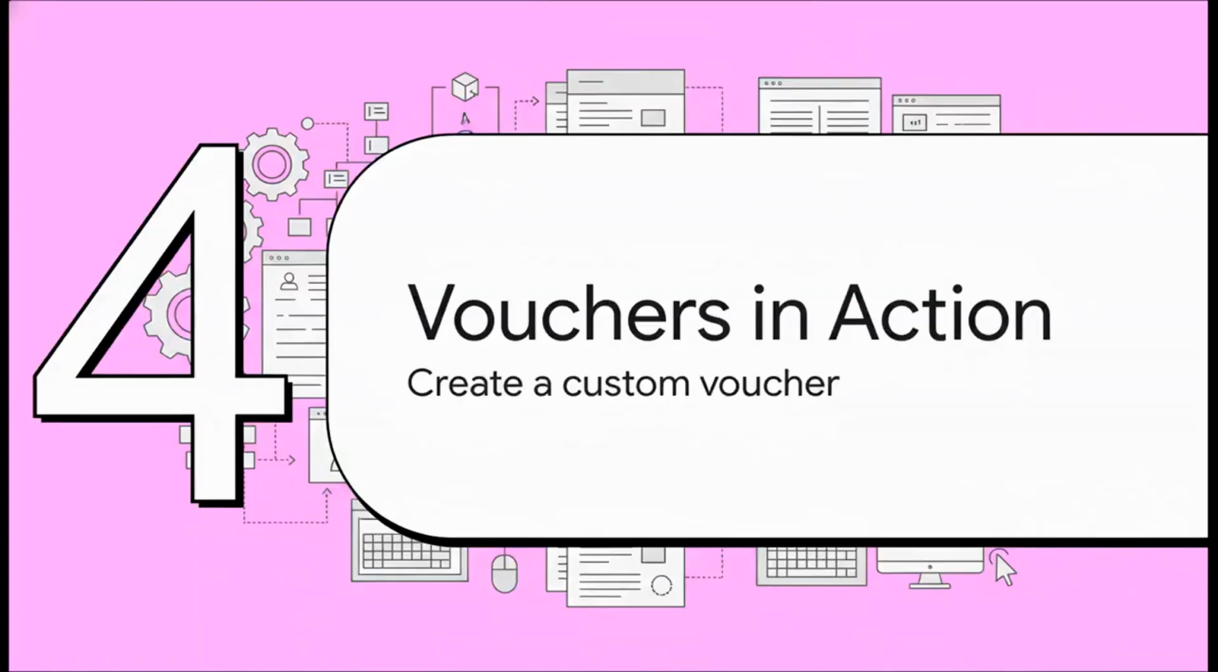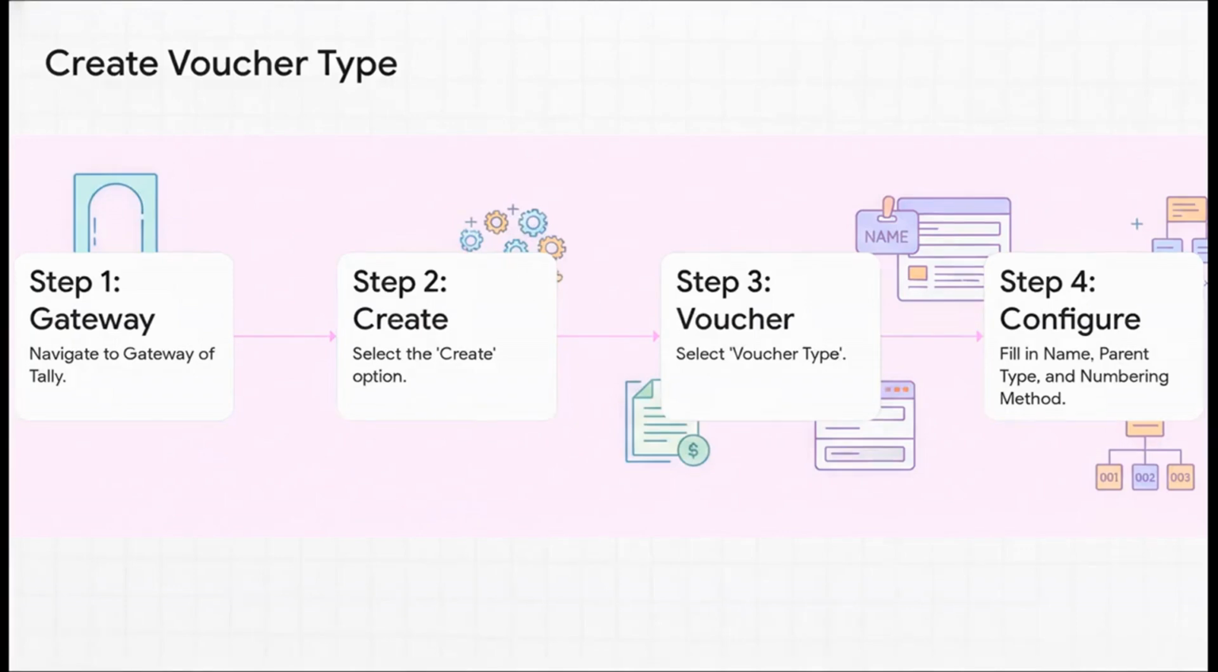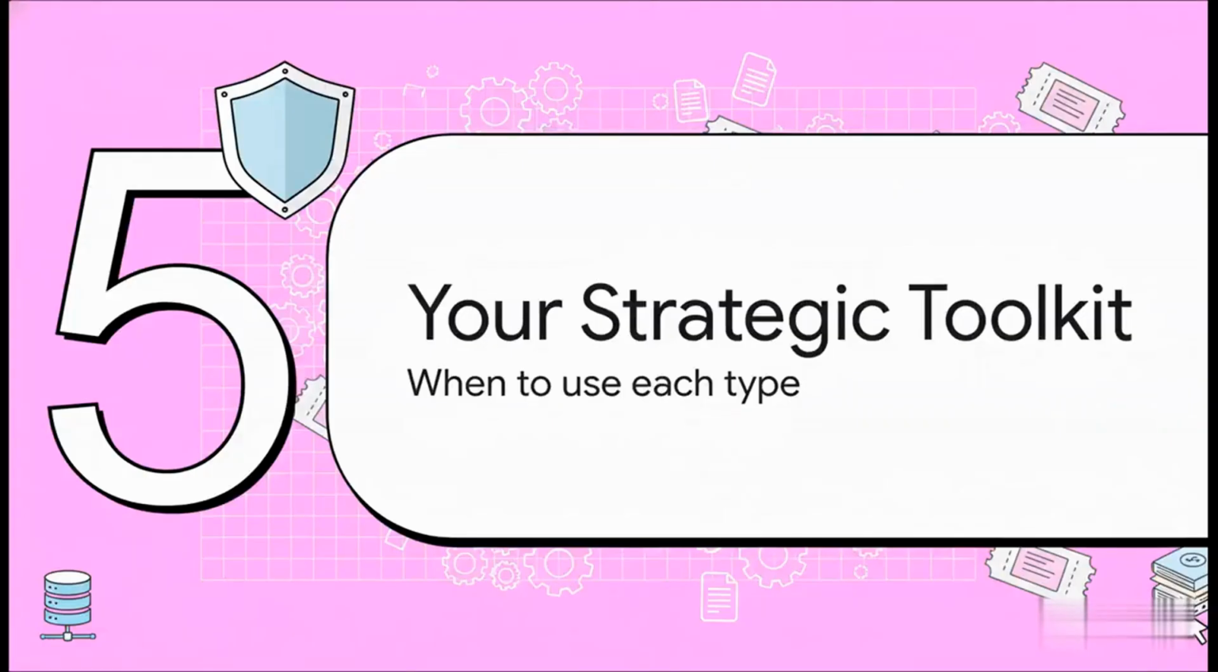Okay, so you've got all this great information, all these powerful ideas. How do you actually do it? Well, the good news is it's super straightforward. It's just a simple setup in Tally's master configuration. Seriously, it's this easy. You just start from the main gateway of Tally, go to Create, and then select Voucher Type. That brings you to the main screen. All you have to do is give it a name, like retail sales, tell it which parent type to copy, so sales, and then decide how you want your invoices to be numbered. That's it.